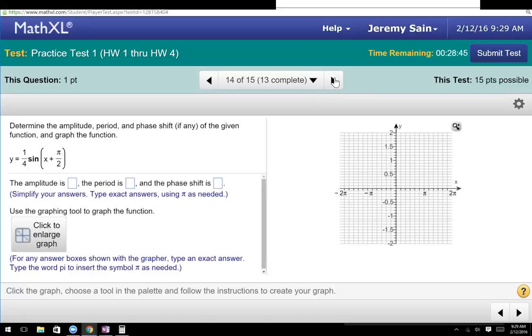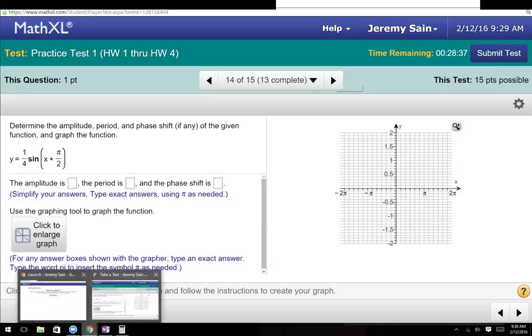All right. Determine the amplitude, period, and phase shift of the given function and graph the function. So let me copy that back down. So 1/4 sine of x plus pi over 2.